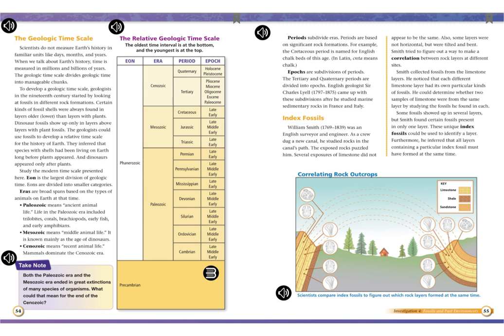Smith collected fossils from the limestone layers. He noticed that each different limestone layer had its own particular kinds of fossils. He could determine whether two samples of limestone were from the same layer by studying the fossils he found in each. Some fossils showed up in several layers, but Smith found certain fossils present in only one layer. These unique index fossils could be used to identify a layer. Furthermore, he inferred that all layers containing a particular index fossil must have formed at the same time.